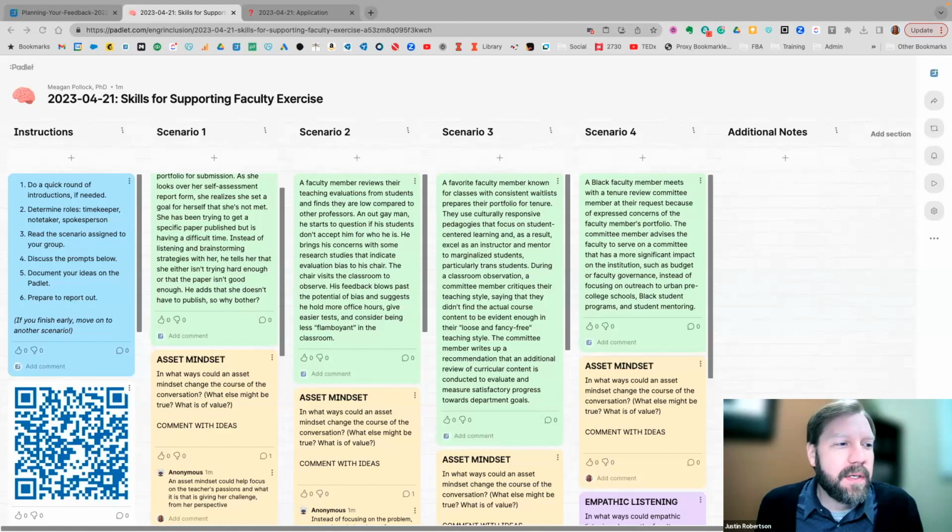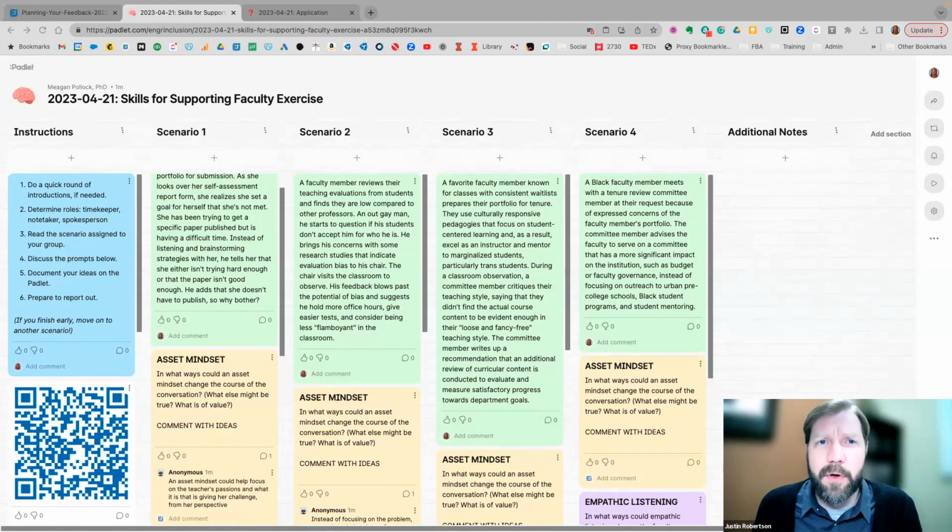So this one, the third scenario, is really interesting because this professor seems to be doing a great job in the description. They've got full classes, wait lists, students are really engaged. It's a student-centered learning environment. It sounds like a lot of the things that we're really wanting of our professors. And yet the feedback that this professor gets is that their teaching style is loose and fancy free, and they need to do some more focus on the content of the course.